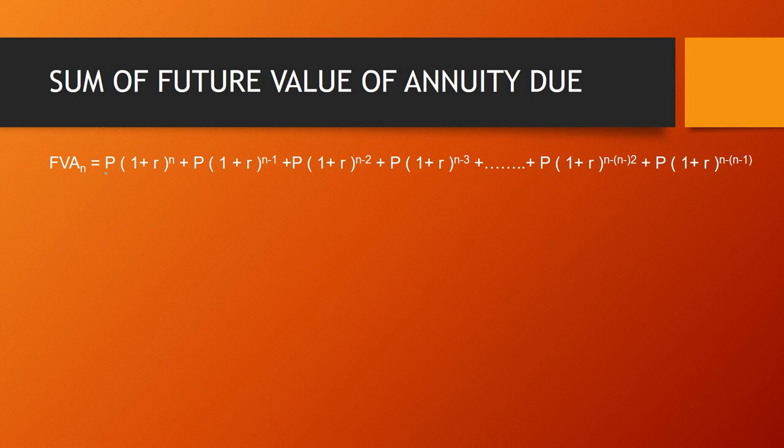So your first installment is getting the amount of P(1+R) raised to power n. Second is getting P(1+R) raised to power n minus 1. On the third, you are getting P(1+R) raised to power n minus 2, and so on. And on the last installment, it will be P(1+R) raised to power n minus n plus 1. The bracket should not be there, it's by mistake.